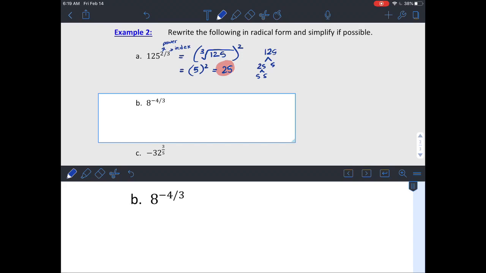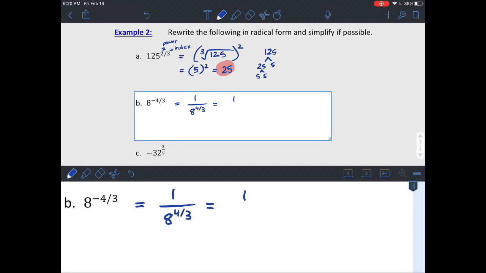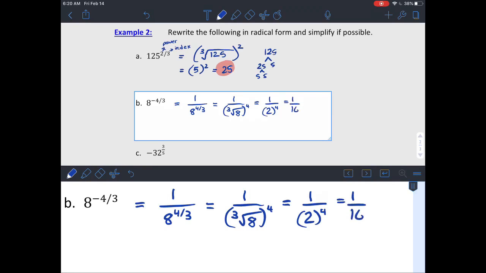8 to the negative 4/3, negative exponent, so let's make it 1 over 8 to the 4/3. Switch it so that it is the third root of 8 raised to the 4th power. And then you have third root of 8 is 2. 2 to the 4th is 16, 1 over 16.